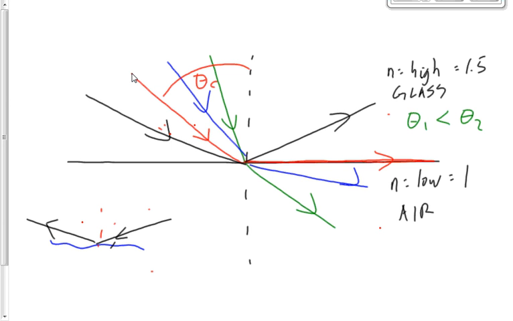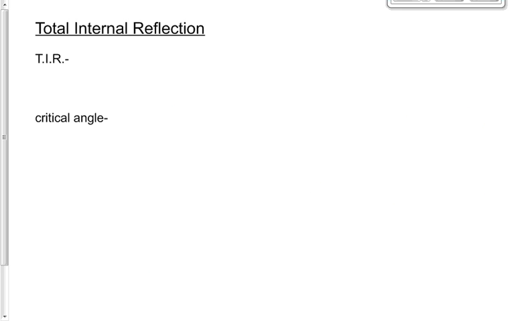Total internal reflection can only happen when you're going from a high to a low index of refraction, as opposed to a low to a high index of refraction. Let's define total internal reflection. Let's define critical angle. And then we're going to show you a couple of pictures and give you some applications of total internal reflection.